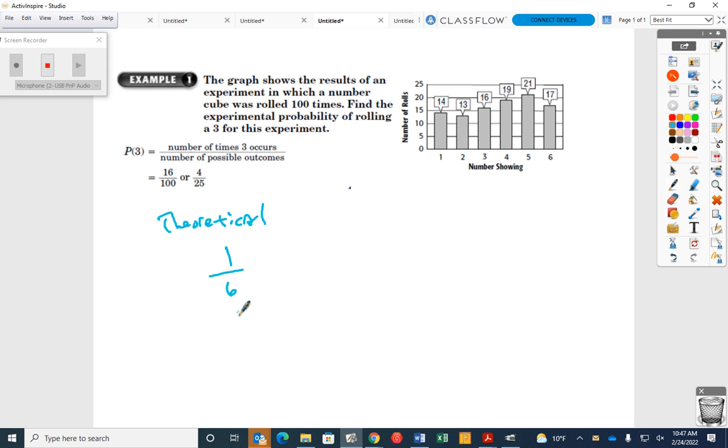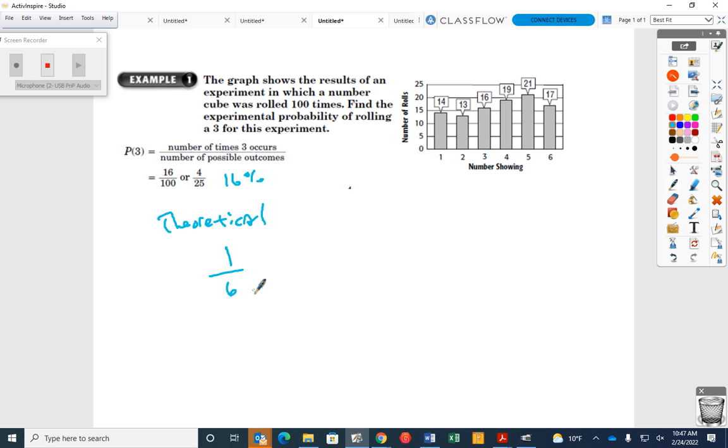Based on this result, how many 3s did we get? 16. 16 out of 100, which we can reduce to 4 out of 25. It's also a 16% chance. Now, it's actually pretty close to what the theoretical would be, but not exactly.